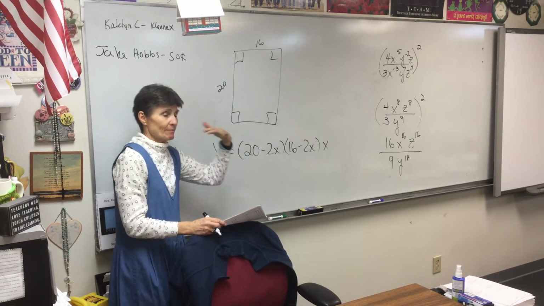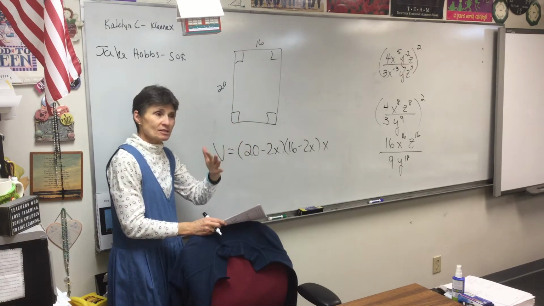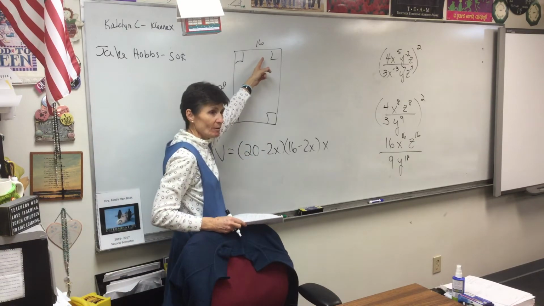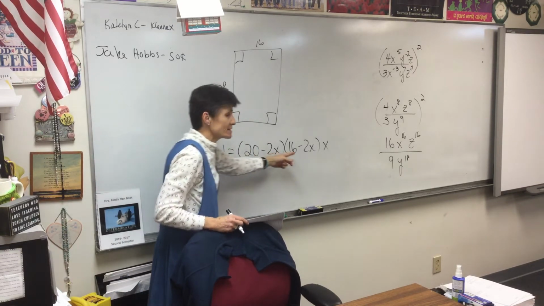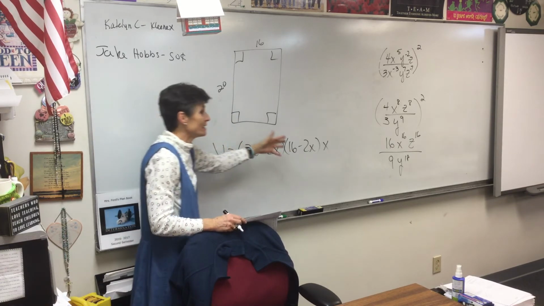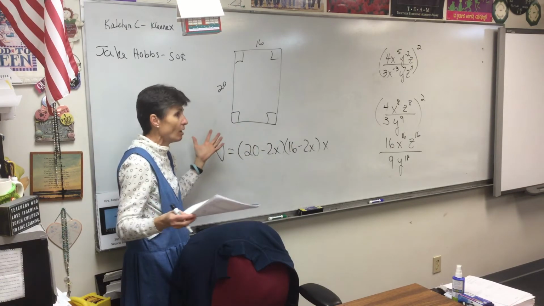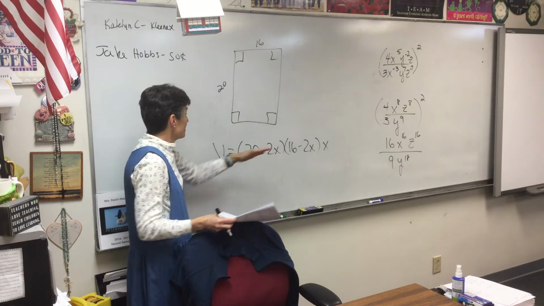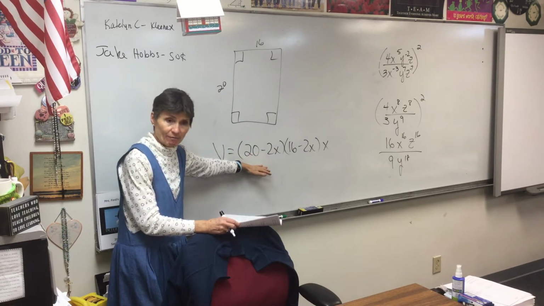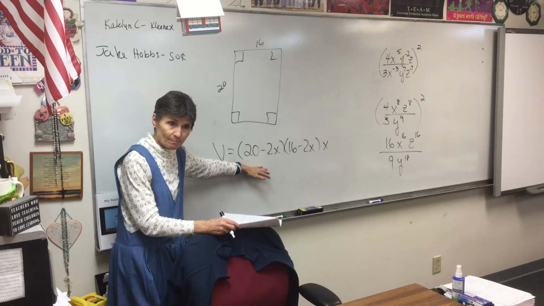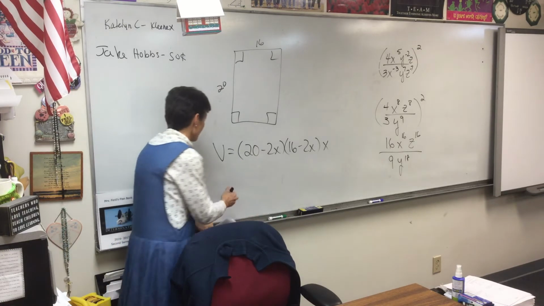That never changes. The only thing that's going to be different is the size of the paper. So I got a 20 and a 16. You might have a 12 and an 8 or a 15 and a 19. Who knows? It doesn't matter. That's what your equation looks like every time.